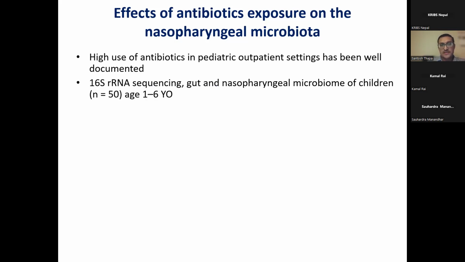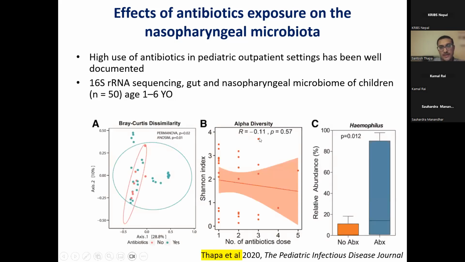For this study, we collected rectal swabs from these kids who were undergoing tympanostomy, and also collected nasopharyngeal samples from these children, 1 to 6 years old. I think there are 50 kids in this group. We analyzed the data using 16S ribosomal RNA sequencing, based on alpha diversity, beta diversity, and the relative abundance composition.